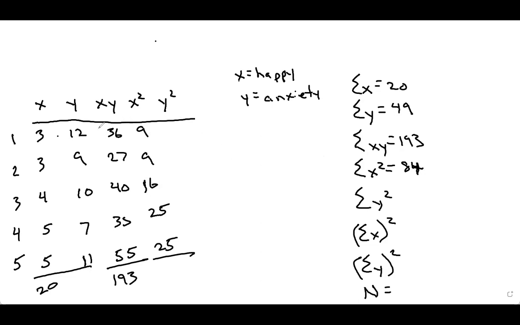Now we square all of Y. So 12 squared is 144. 9 squared is 81. 10 squared is 100. 7 squared is 49. And 11 squared is 121. Sorry, this table is kind of messy. We add all that up, and that will come out to 495.